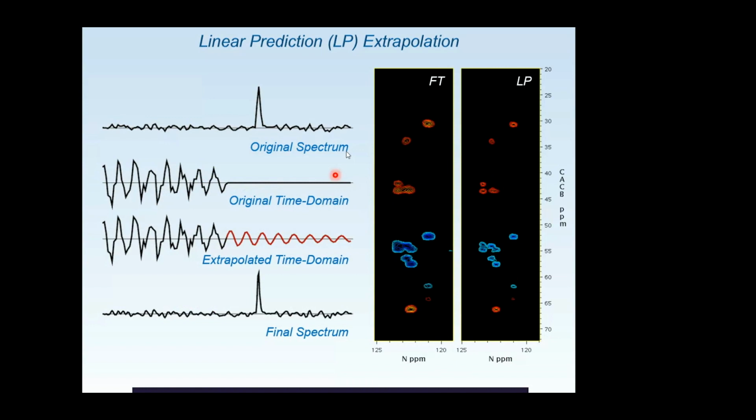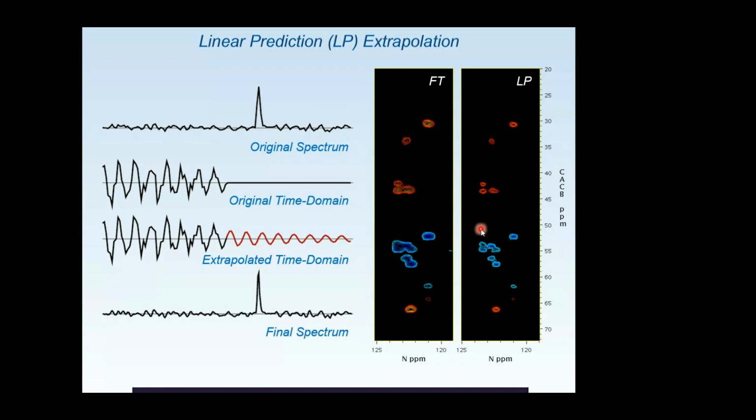In practice, though, we can get results like this, where we have, let's say, an original spectral data, which in the time domain would look like this. We apply linear prediction to extend the time domain data, and when we Fourier transform it, we get a signal that's sharper than before. So here's an example. This is a section of a triple resonance CBCANH spectrum, nitrogen and carbon here. Here's data with a conventional FT, and here's the corresponding data where linear prediction has been used in both the nitrogen and carbon dimensions. And you can see that there are circumstances where we now have beautiful individual resolution of peaks that are overlapped in the Fourier transform result, but they're fairly well resolved in the LP result.